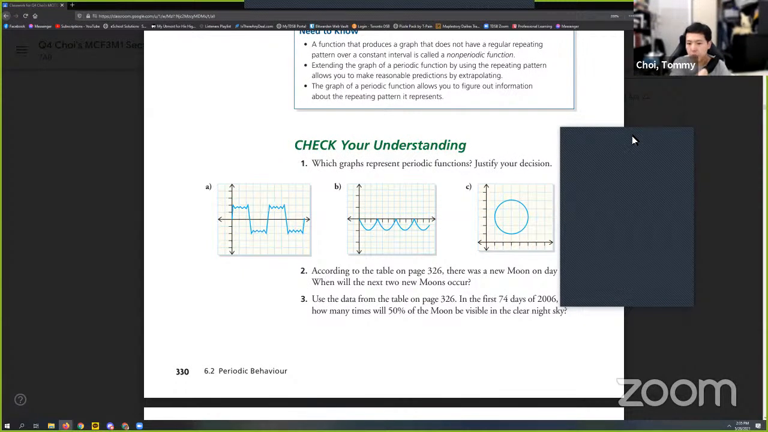1b. 5, 4, 3, 2, 1, 0. Done deal. That is a function. That is a periodic function. It repeats. It goes down, up, stop, down, up, stop, down, up, stop. Even though some people are probably thinking, oh, that doesn't finish off here, just assume that it continues on. It will be a periodic function.